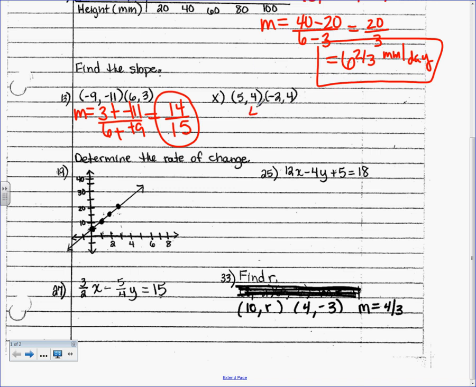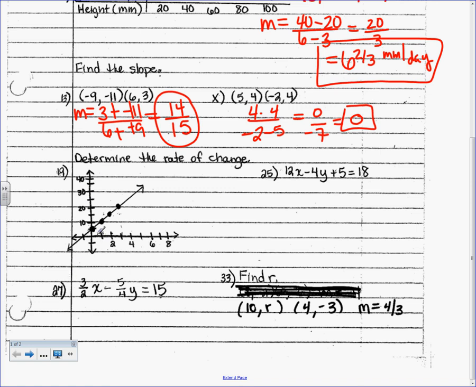So on this one, you're going to take 4 minus 4 over negative 2 minus 5. Well, 4 minus 4 is obviously 0, and negative 2 minus 5 is negative 7. But 0 over anything is just 0. If you're not sure, use your calculator. It'll give you the same answer. Determine the rate of change for number 19.